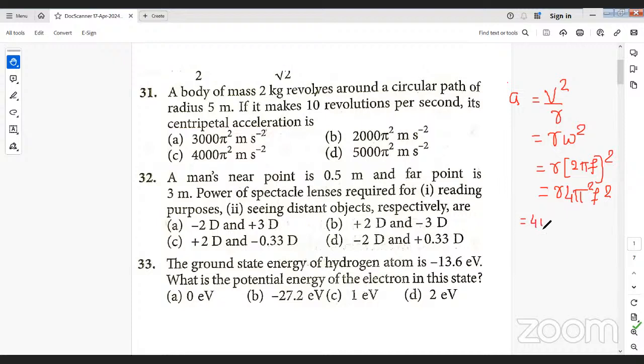Yes. So therefore this becomes 4 pi square into this radius. Radius is 5 meter into frequency. So frequency is 10 revolutions per second, so that is nothing but 10 into 10. It is 4 pi square. Yes, so if you simplify this, you will get it as 2000 pi square meter per second square. That is option B, the correct answer.